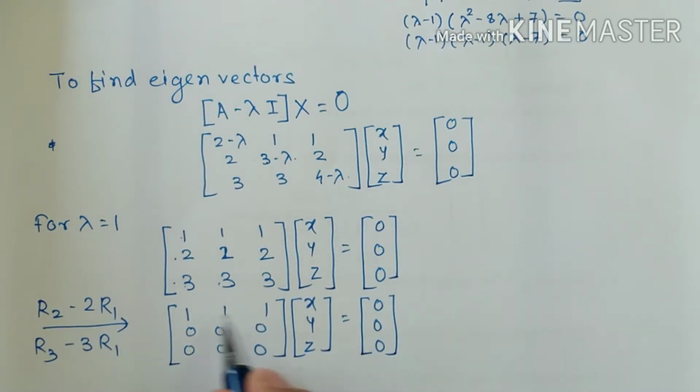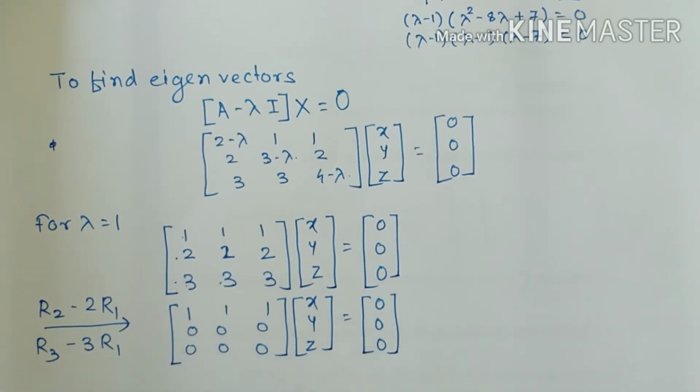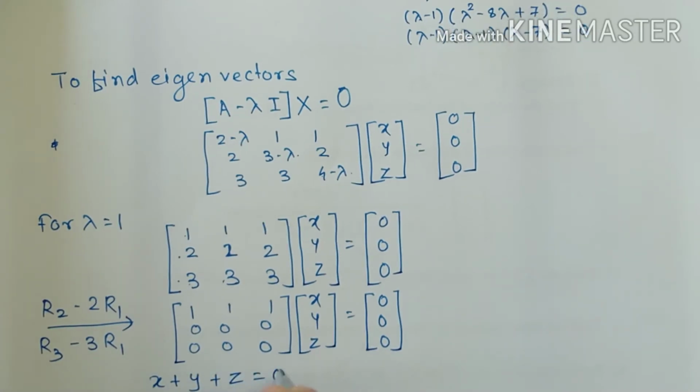So this is a row echelon form of the matrix, which we discussed in the previous year, semester 1. There is no further reduction possible in this case. So we'll have only one equation, that is x plus y plus z is equal to 0.